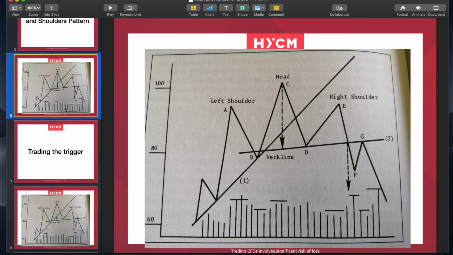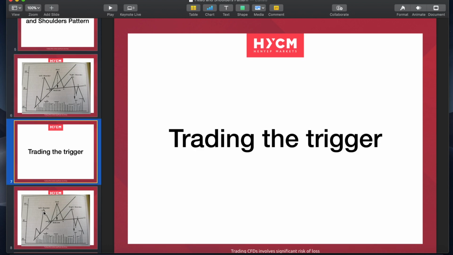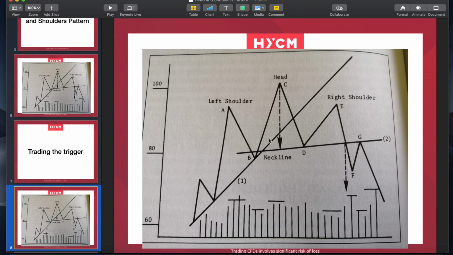Now, the way to trade the head and shoulders pattern, the technical way, is to trade the trigger. Now, the trigger is the break of the neckline. Now, the neckline is the space from the head down in line with the shoulders, and you're looking for a trend line break of that neckline. So you can see here on the diagram that point F, just above the dotted arrow, that neckline was broken, and that break of the neckline is the trigger for entering the trade.